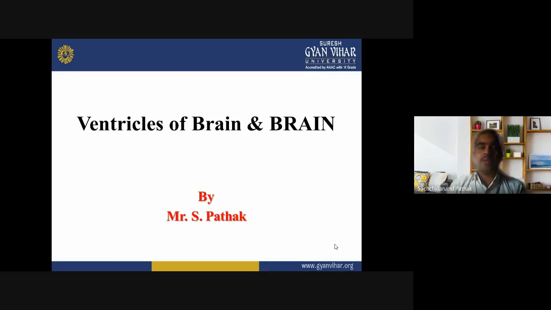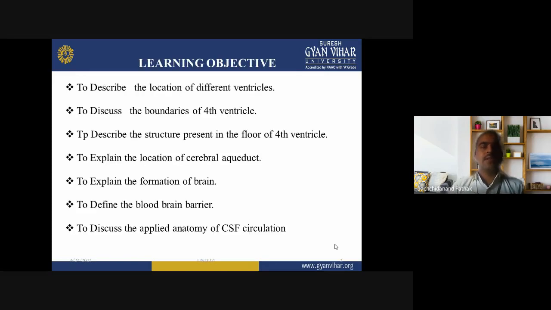But before that, we must understand why we are going to study the ventricles of the brain. That means we must learn about the objectives and outcomes. Okay, so let's see. The objective is that you can describe the location and different types of the ventricles. Also, you can explain the different boundaries of the fourth ventricle, describe the structures present in the floor of the fourth ventricle, explain the location of the cerebral aqueduct, explain the different parts of the brain and their function, and explain the anatomy of the CSF circulation.